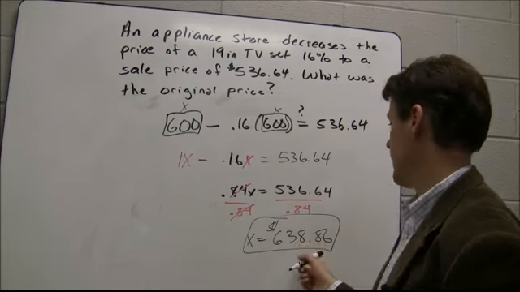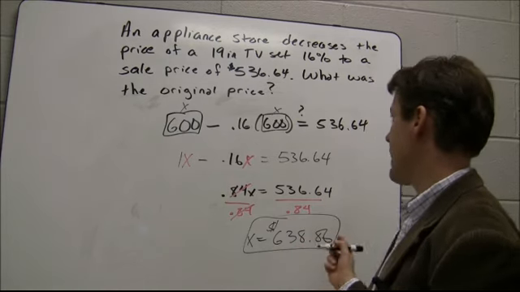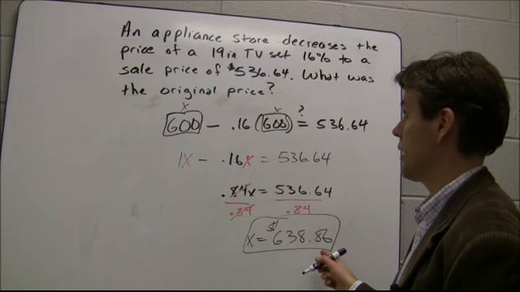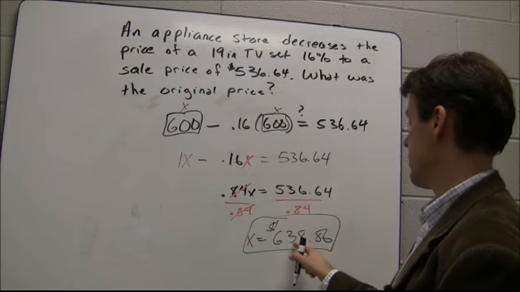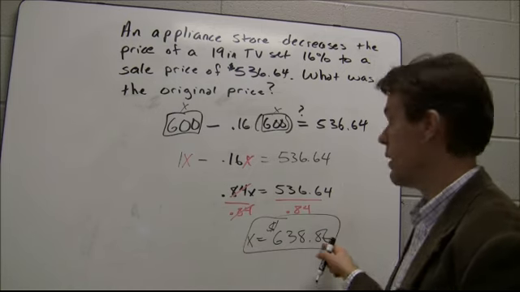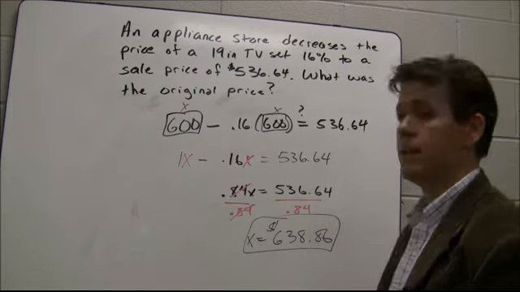And we can certainly check this out. You may be off by a penny in rounding if you check it out, but it should actually come out to the exact penny. So take 16% off of 638.86 and see if you end up getting to 536.64.